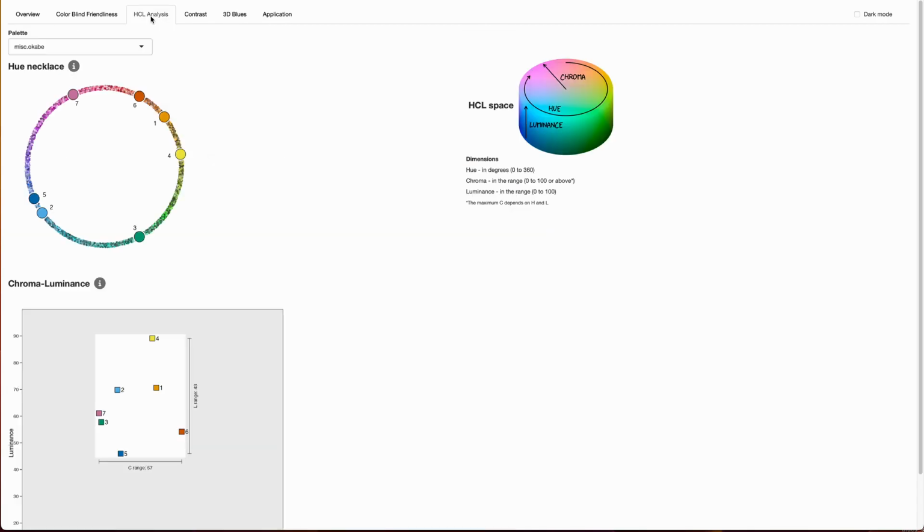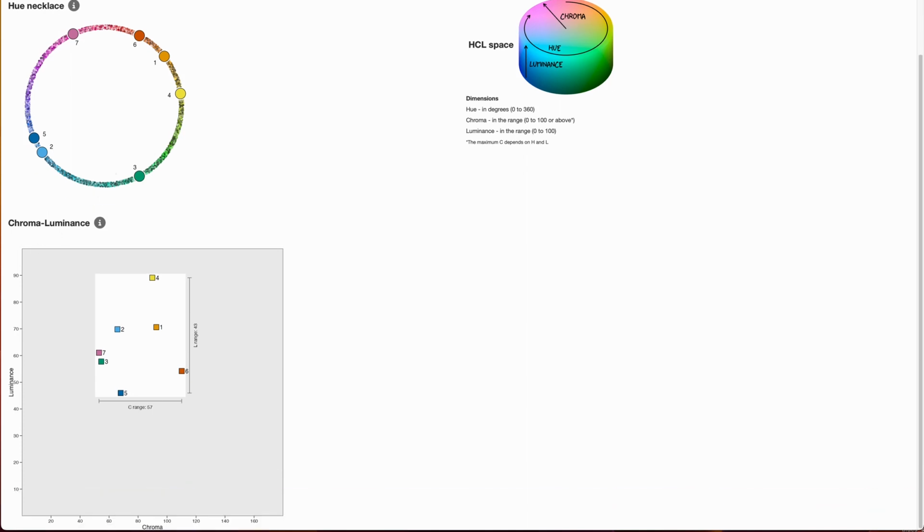Then the next tab is HCL analysis. So HCL stands for hue, chroma, luminance color space. So this is just the pie. For primary colors, the chroma saturation can be increased. So this is actually a subset. But again, we can plot the colors along this, what I call hue necklace, and also have a scatter plot of luminance and chroma to see whether colors stand out about equally, so the fairness.